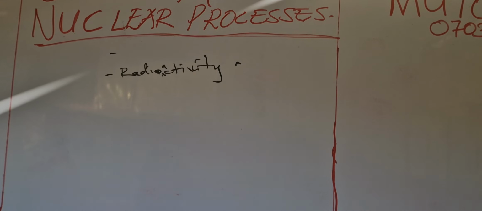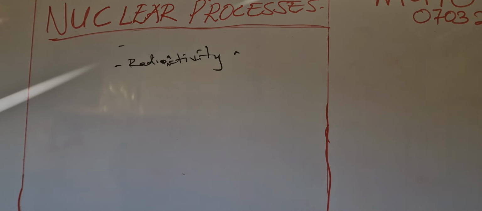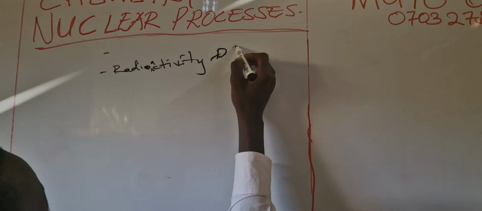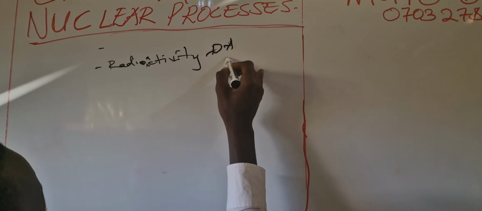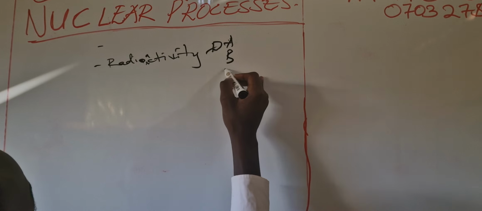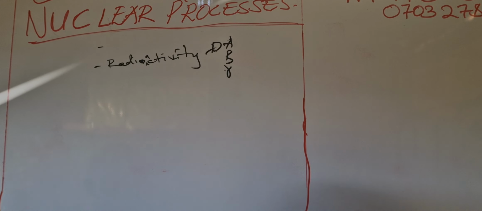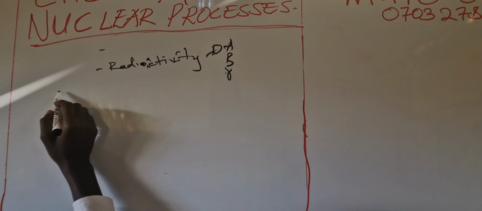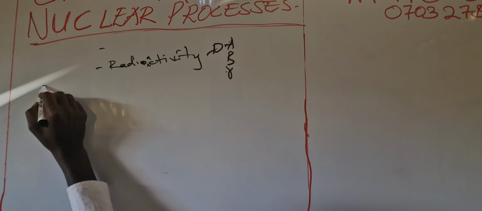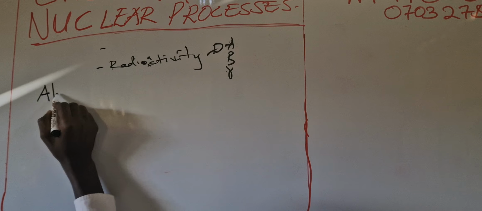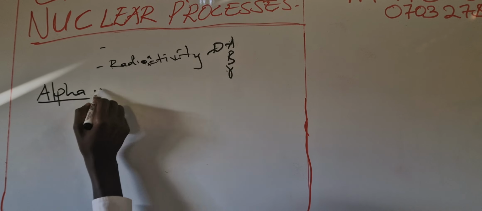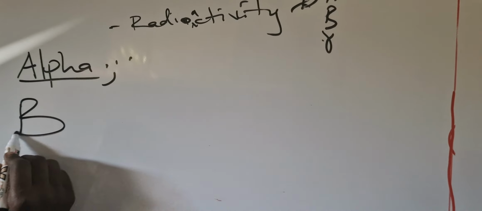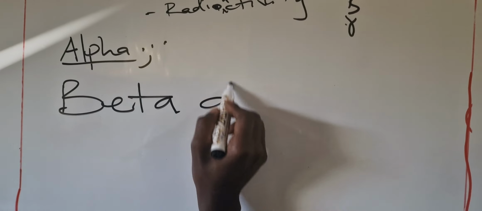or decay of unstable heavy nuclei by either emission of alpha radiations, beta radiations, or gamma radiations. So we previously, in the details, looked at alpha decay, and we are now back to have a look at beta decay.